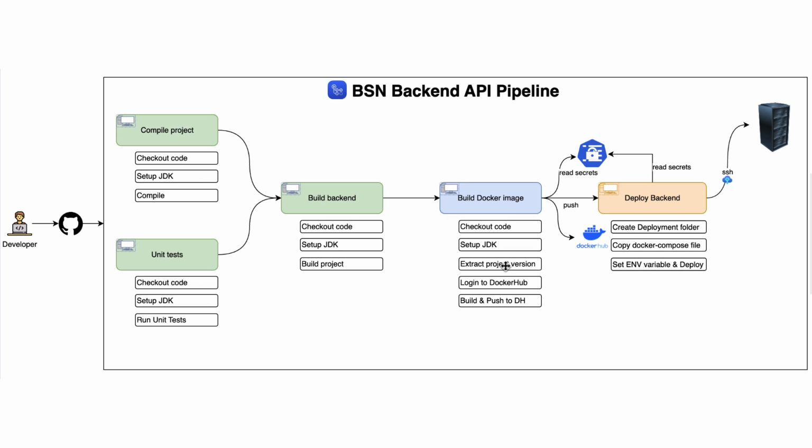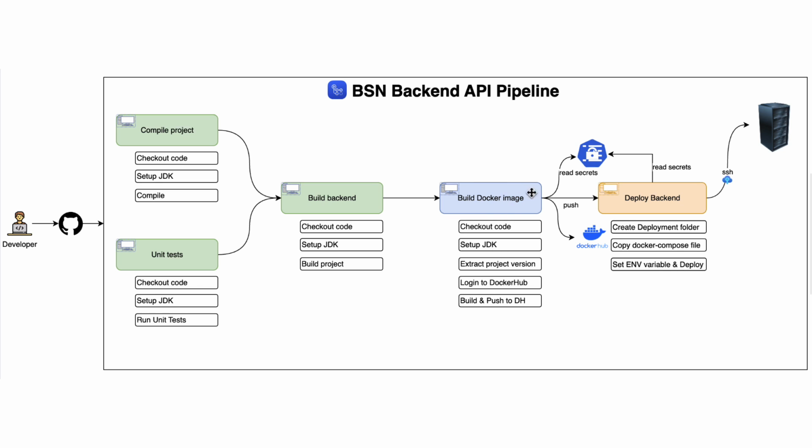We mentioned before that when we did it locally, we needed to change the version every time, and when we build the Docker image, we need to provide that version. But I mentioned before that we can automate this step. So here comes the extraction of the project version. Then we need to log into DockerHub, build the image, and then push it to DockerHub.